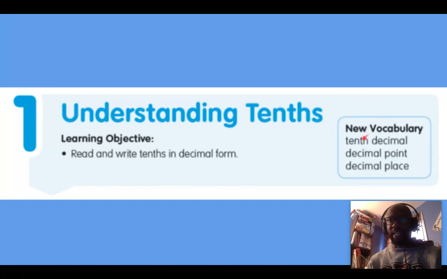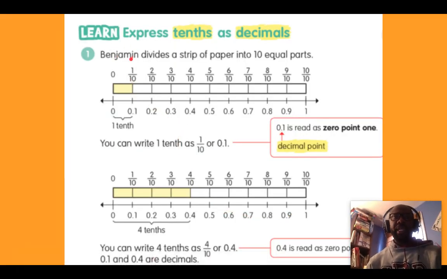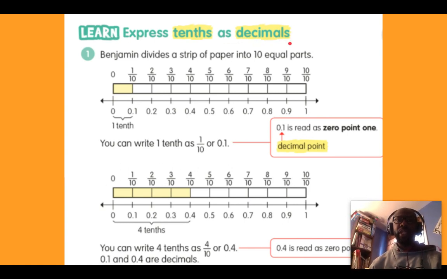So here it is. Here's our vocabulary words. We need to know tenth, decimal, decimal point, and decimal place. Let's go to the next page here. So looking at the tenths. So here's what we're going to do. We're going to express tenths as decimals.